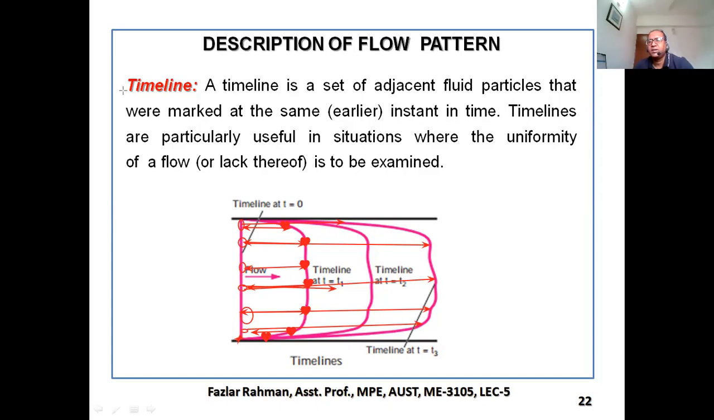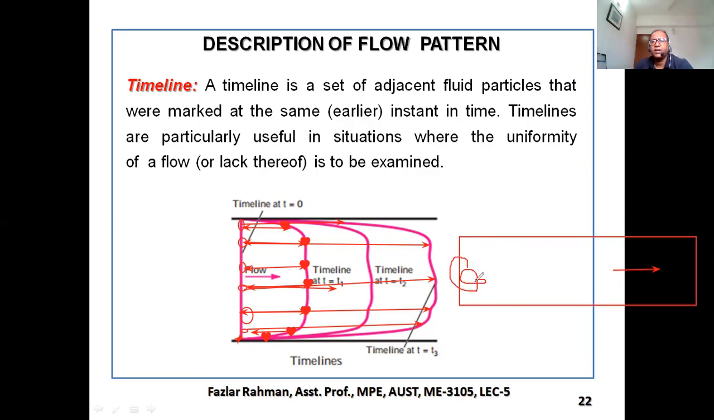Then you need to check the timeline. For example, you have a glass tube and the fluid flows along this direction. You put some dye, some color, in the fluid right over here, and you sit over here. Then you count where the fluid particle that came in over here goes within 2 seconds. So it might come right over here, this one might come right over here, and this one might come over here. So what you see over here is that their velocity is not uniform.